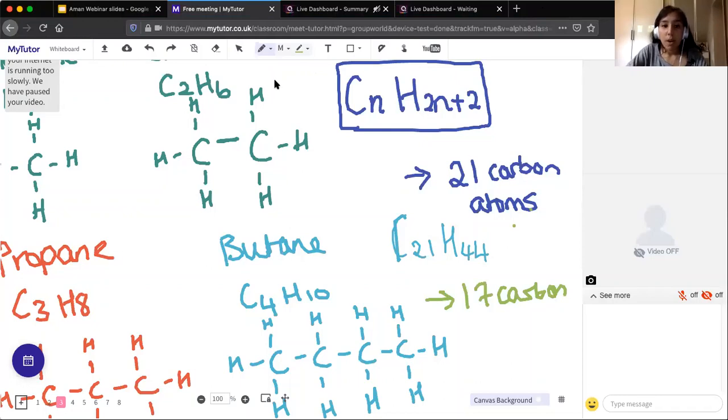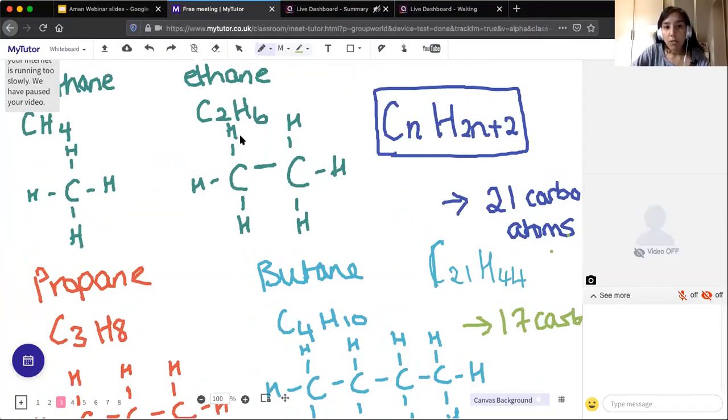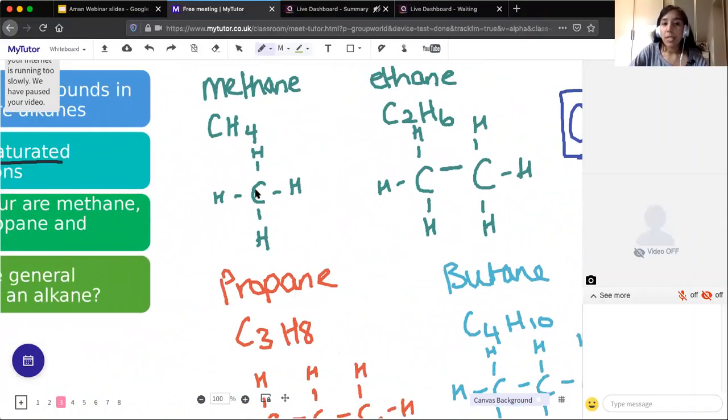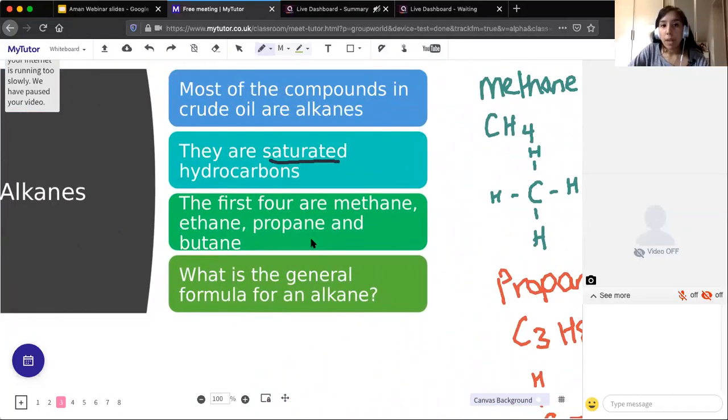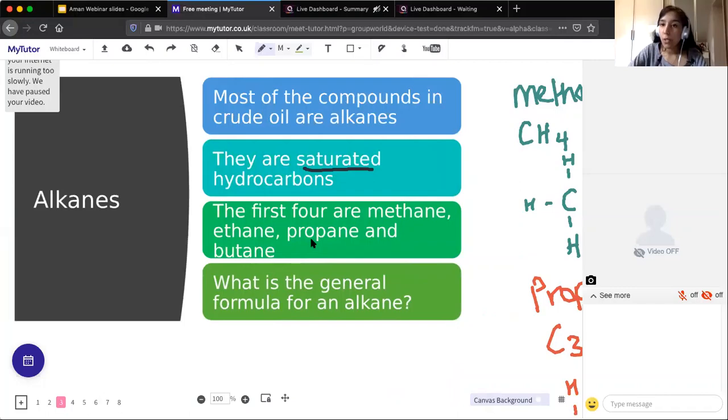Someone's asked me, why is methane saturated? As I said, methane is saturated because it's formed all the bonds with hydrogen and carbon, and there are no double bonds in there. So just a recap of this slide then, most of the compounds in crude oil are alkanes. Remember, alkanes are saturated. That means that all the hydrogen atoms that can be bonded to carbon are bonded and there are no double bonds.